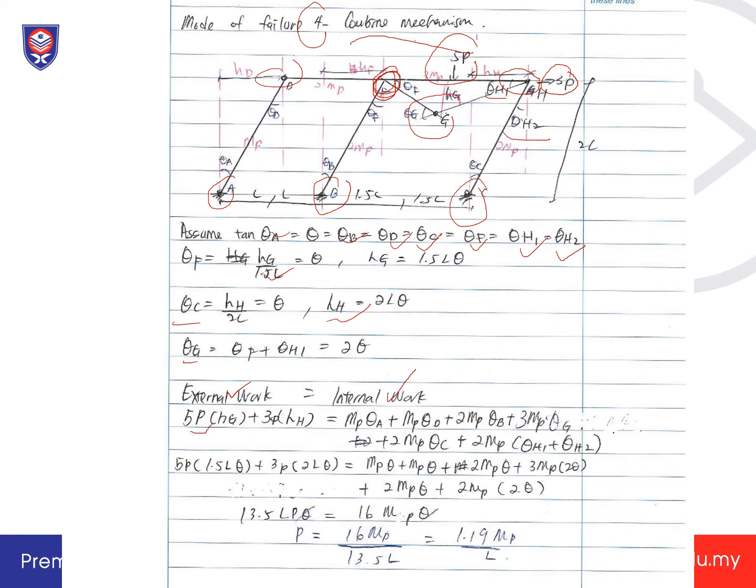So 5P times HG plus 3P times HF is equal to internal work, which is MP theta A plus MP theta D plus 2 MP theta B plus 3 MP theta G, and then plus 2 MP theta C and 2 MP times theta H1 and theta H2. Then you solve it, you will get P is equal to 1.19 MP over L.